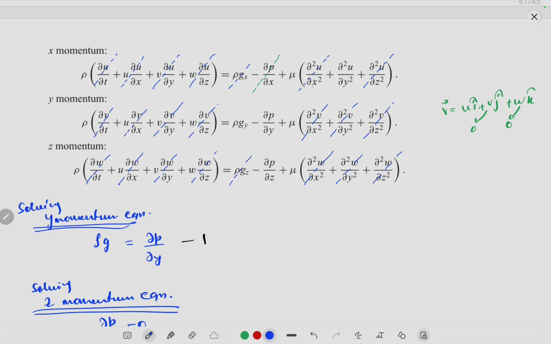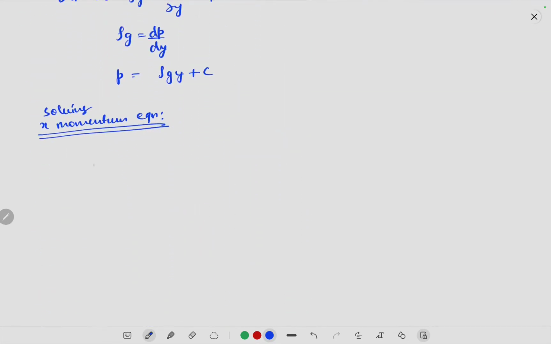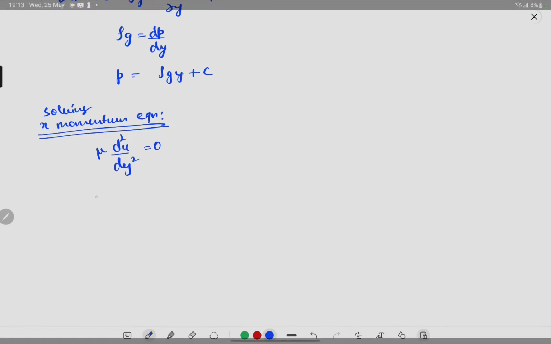So what will we be left with? We will be left with mu ∂²u/∂y² equal to 0. Let's just write it: mu ∂²u/∂y² is equal to 0. Now we can solve this differential equation, and since u is just a function of y and not a function of x and z, I can write this partial derivative as a complete derivative. Let's now solve this equation.